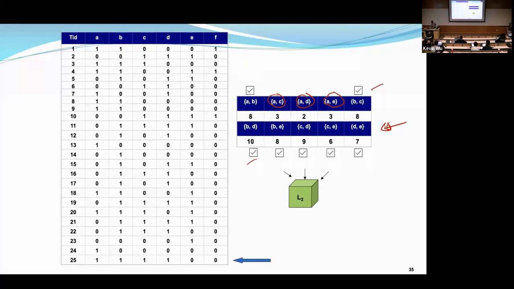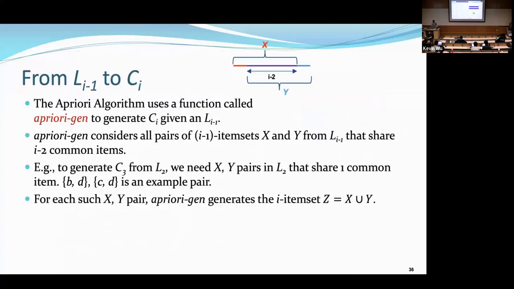So we collect the frequent size-2 item sets into L2. And now we repeat the process. From L2, we create C3, scan the data set to obtain L3, and so on. So this is the structure of the Apriori algorithm. Now, in general, during the ith iteration, what the Apriori algorithm does is prepare Ci from Li minus 1. And this is the general process.